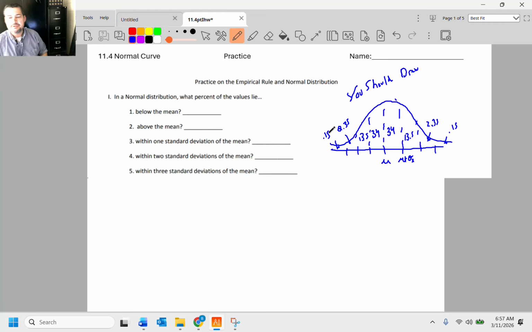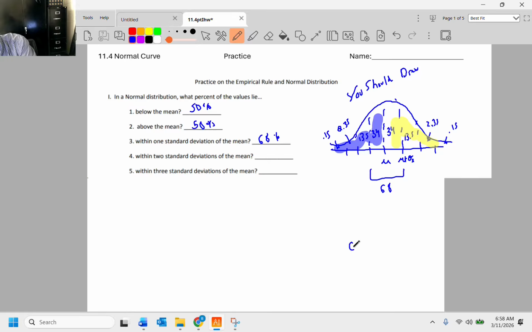So what percentage is below the mean? Well, that would be half your curve, 50%. Above the mean, the other side of the curve, 50%. Within 1 standard deviation of the mean, that is going to be these guys, which is by definition 68%.